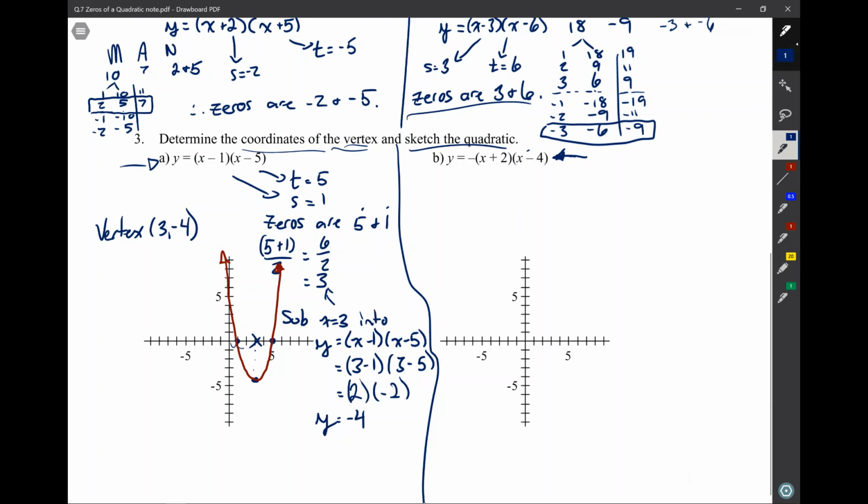So right from the get-go, I can see that t equals negative 4. I can see that s equals 2. I know there's a negative sign here, but we don't consider that when we're looking at our s and t, when we're looking at our zeros. So my zeros are 2 and negative 4.